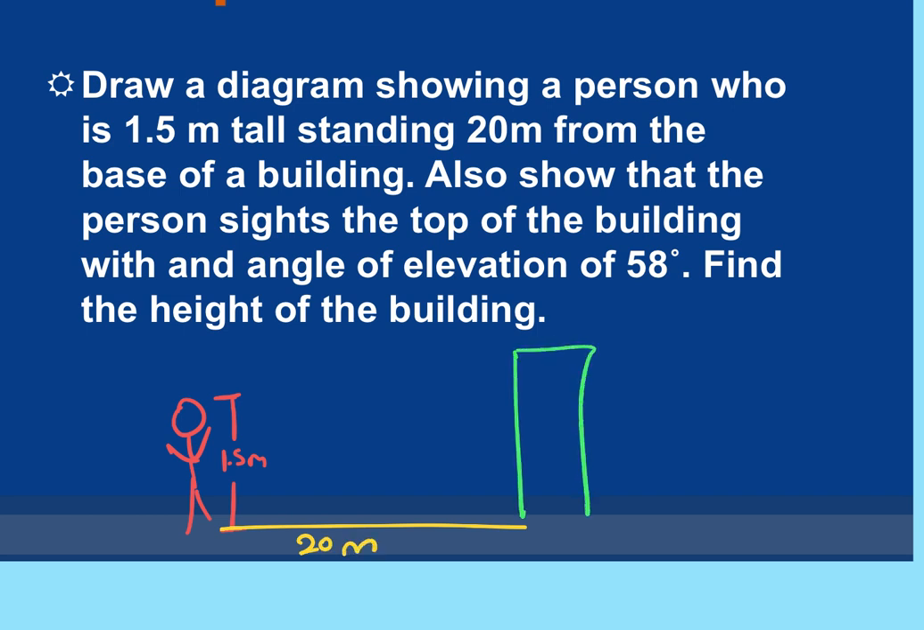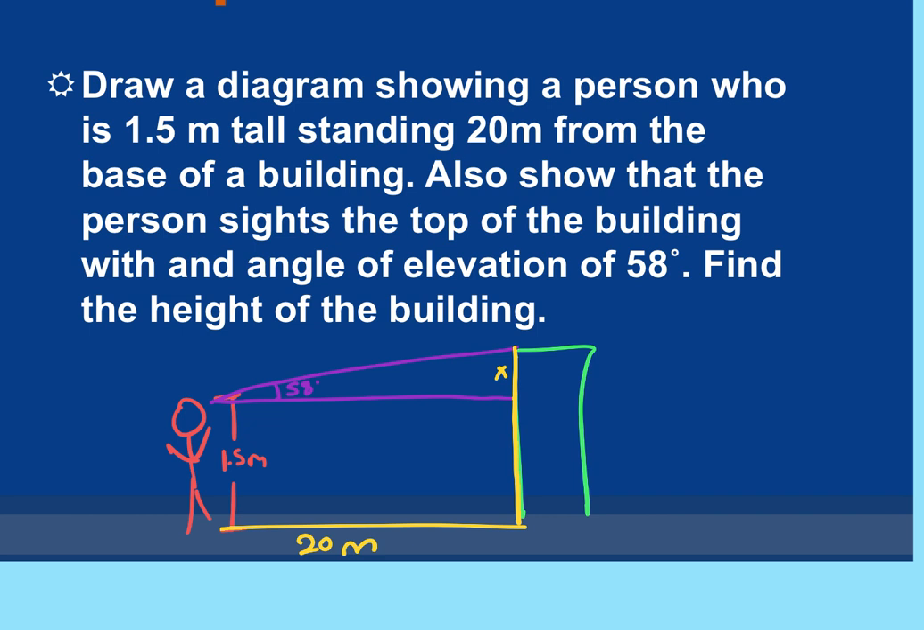And then it says, show that the person sights the top of the building with an angle of elevation of 58 degrees. So that is from their eye level up. So that's your 58 degrees. Then it says find the height of the building. So if I want to find this whole height, what do I do? X plus 1.5. Okay, so I could make that x plus 1.5 and you can set up your ratio from there, or you can make it x, set up your ratio, and then add the 1.5 at the end.